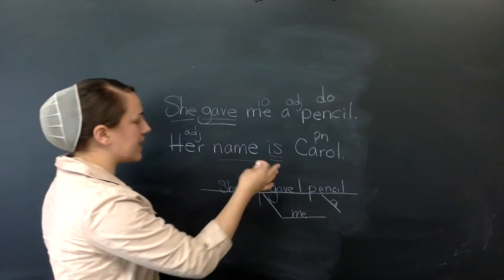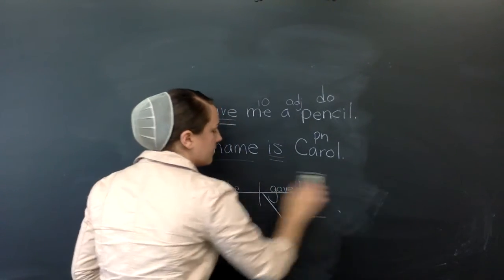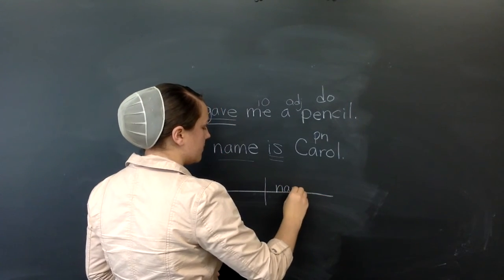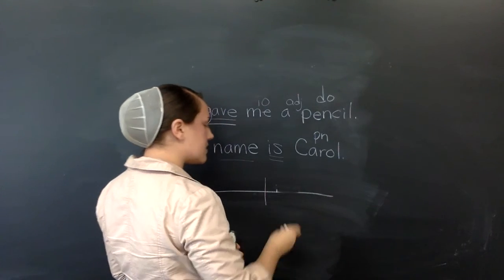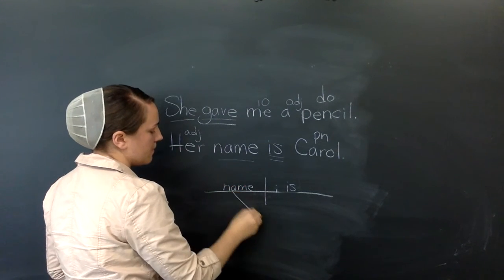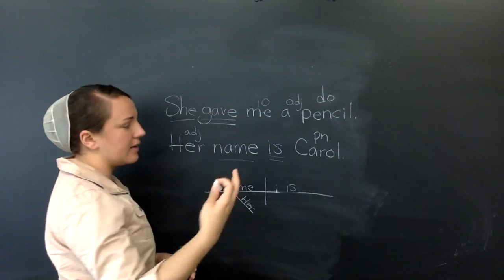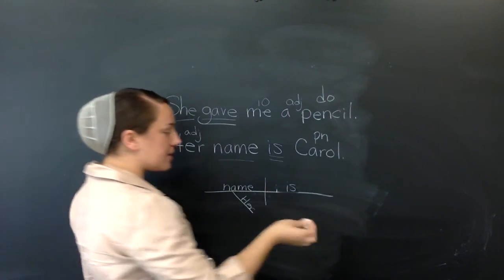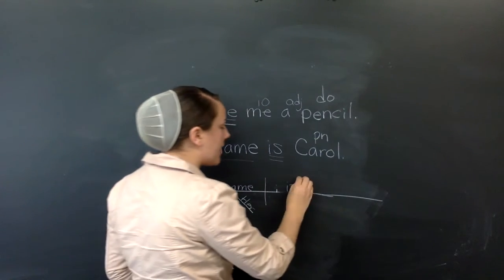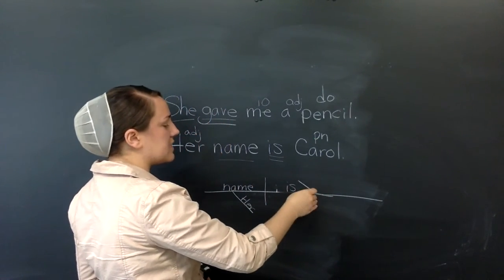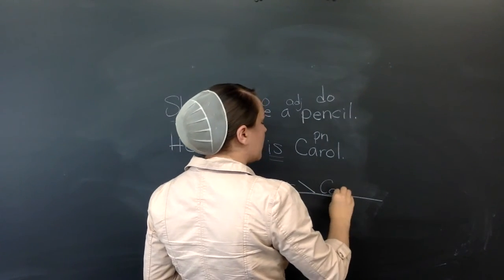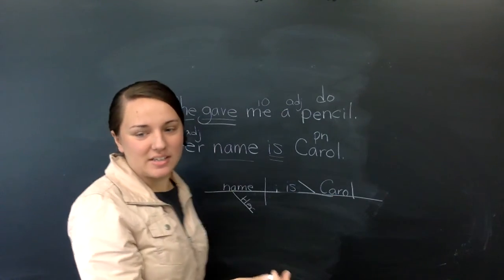Now, for her name is Carol, to diagram predicate nominatives, go ahead and start with your subject and verb. Our verb is actually not name. Her name. And then Carol is our predicate nominative. Predicate nominatives and predicate adjectives get diagrammed on the line with the verb as well. But remember, our line here that's dividing them from the verb is slanted back to the subject because they are renaming or describing the subject, okay?